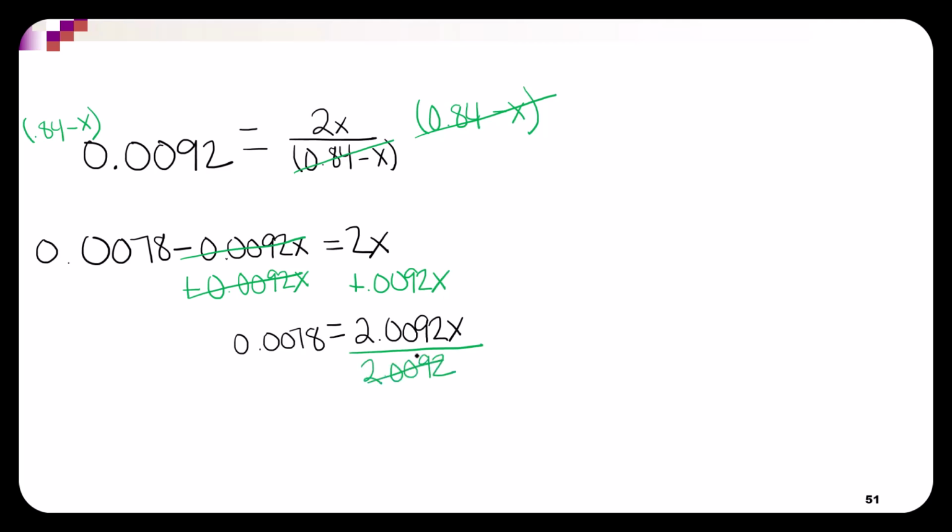And to finish our thought here, to get x by itself, we do the inverse, which is to divide by 2.0092 on top and on bottom. They cancel. Whatever I do to the right side, I have to do to the left side. We get that x equals 0.0078 divided by 2.0092, and we get that x is 0.0039.